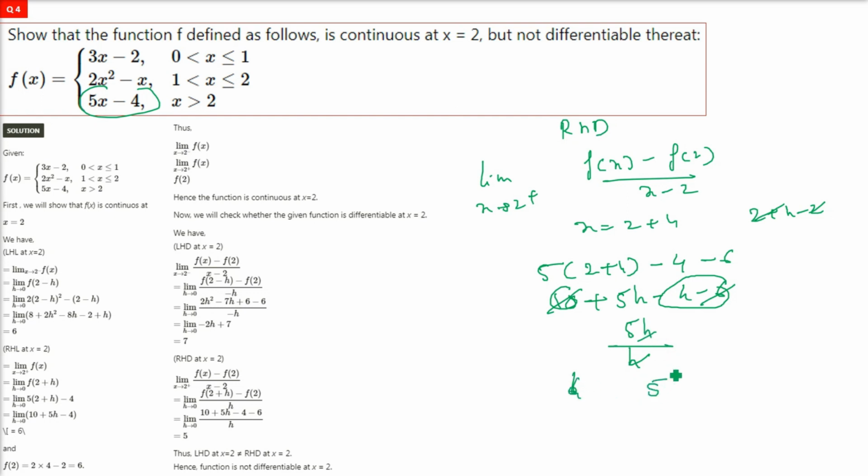So the left hand limit was 7, the right hand limit is 5. So the left hand limit is not matching with the right hand limit. That means this function is not differentiable at x equals 2. Okay.